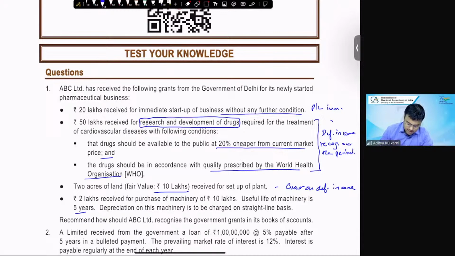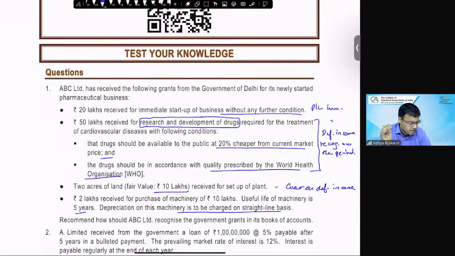2 lakh received for purchase of machinery of 10 lakhs. Useful life of machinery 5 years. Depreciation on SLM basis. So what are we going to do with this? Two options. Either I will show my asset at 10 minus 2, 8 lakhs and depreciate 8 lakhs. Or I will take 2 lakh as deferred income, 10 lakh as asset value, depreciate asset 10 lakhs and the 2 lakhs I will take each year to the P&L credit.